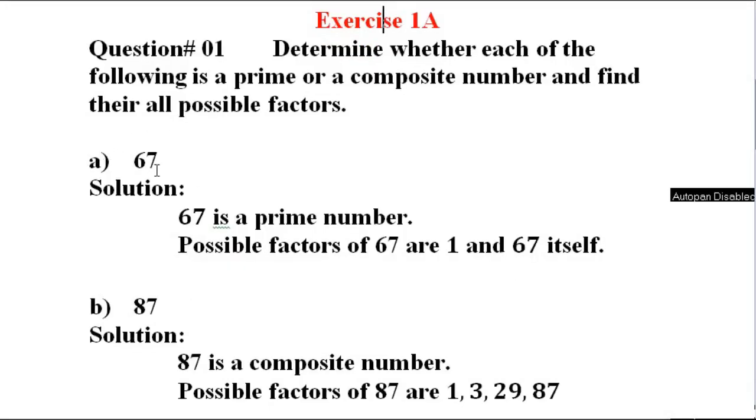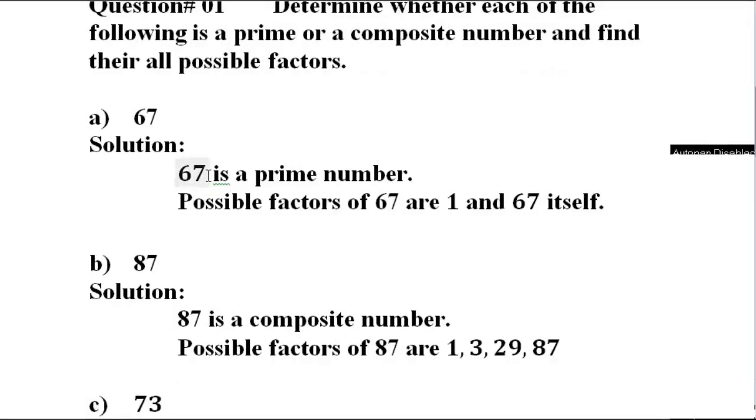First part of this question is 67. To solve this question, we first need to determine whether the given number is prime or composite. A prime number has only two factors, 1 and the number itself. In the case of 67, it has only two factors, 1 and 67. Because 67 is divisible only by 1 and the number itself, that is 67, therefore 67 is a prime number.